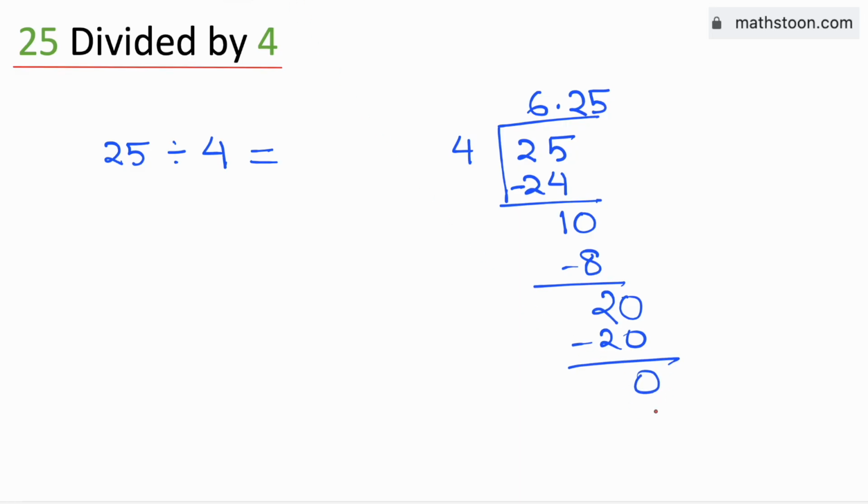As we have obtained the number 0, so we will stop. Therefore 25 divided by 4 is equal to 6.25, and this is our final answer.